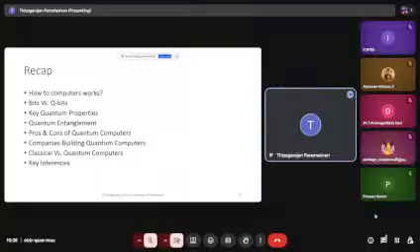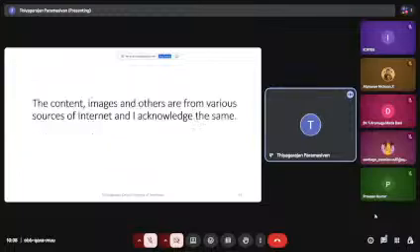This is the short recap. We started with how a computer works. We saw what bits and qubits are, and we have seen various key quantum properties, quantum entanglement and quantum superposition, and the pros and cons of quantum computing. We saw the companies working on quantum computing, the differences between classical and quantum computing, and key inferences on cryptography systems.